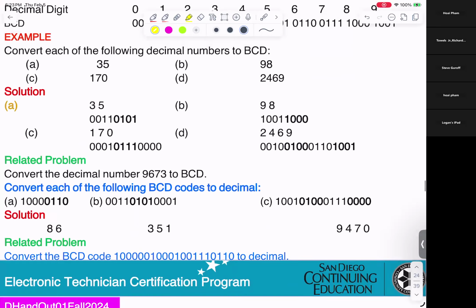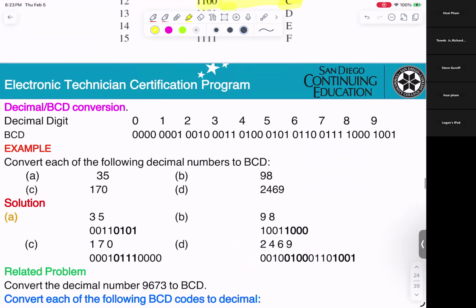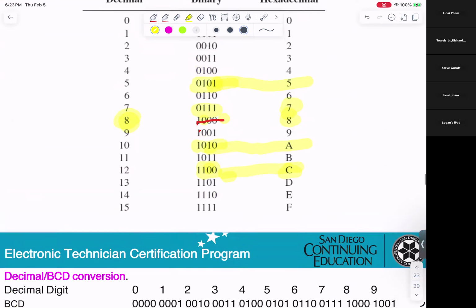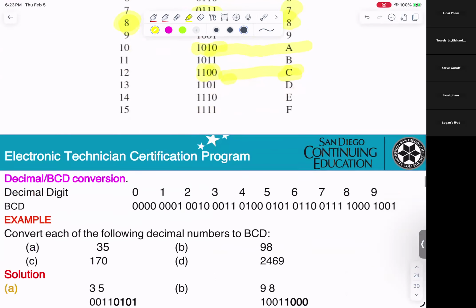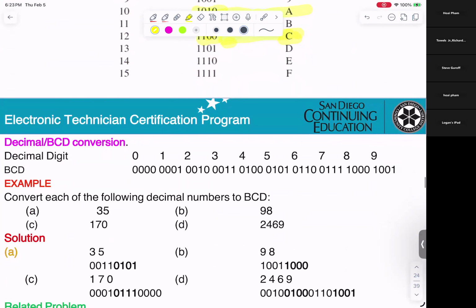BCD. Okay, BCD conversion. Binary coded decimal. This is 0, 1, 2, 3 up to 9. Okay, how to convert a number to BCD.